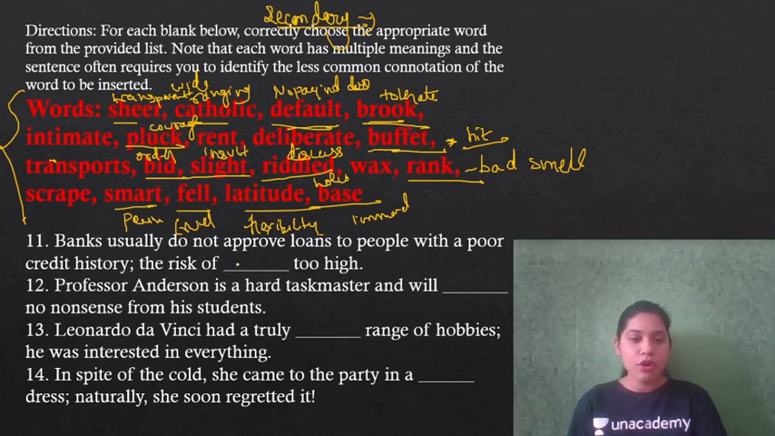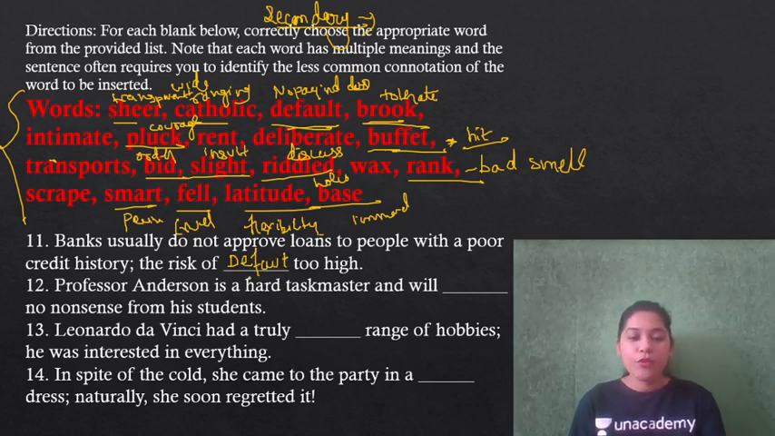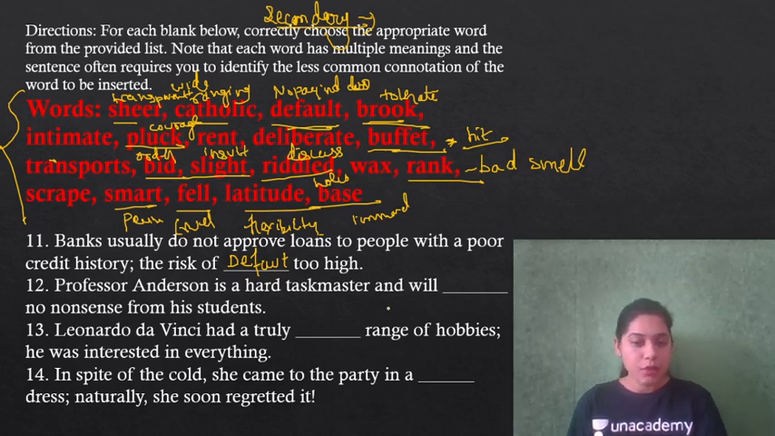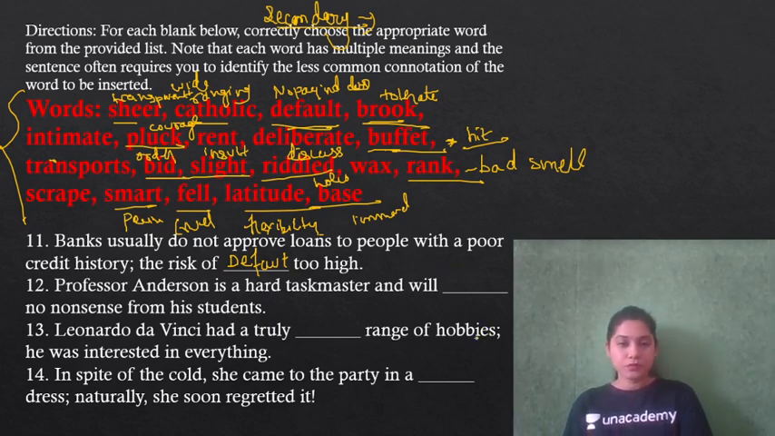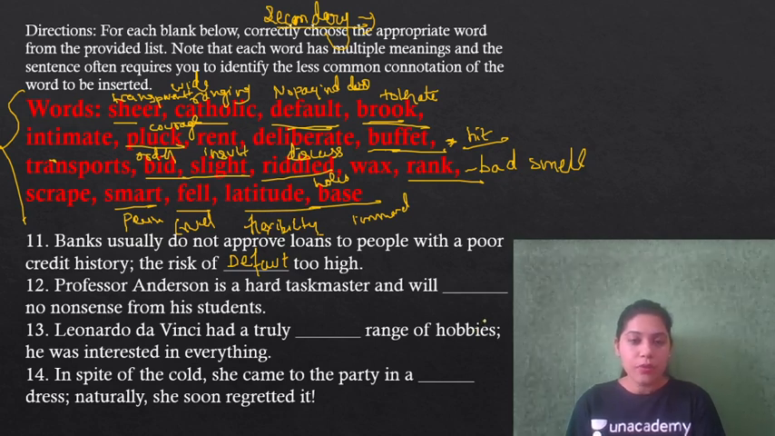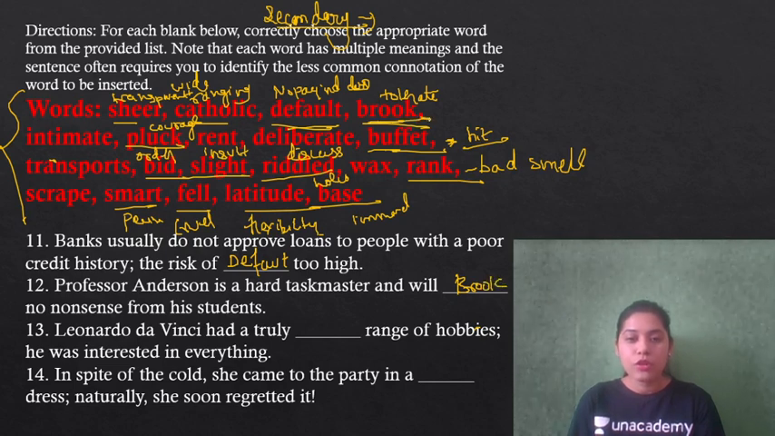So yeah, the risk of default is too high. Professor Anderson is a hard taskmaster and will brook no nonsense from his students. And will tolerate. So for tolerate, what was the word? Look up in the options. Yes, you're correct there. And will brook no nonsense.